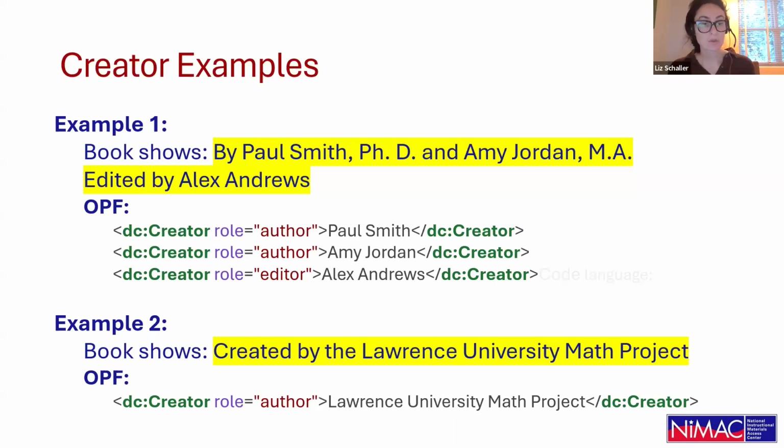And then in example 2, this is an example when the publisher or the organization should be listed as an author. So on the book, it says created by the Lawrence University Math Project. So you'll just supply Lawrence University Math Project as the author for the material.